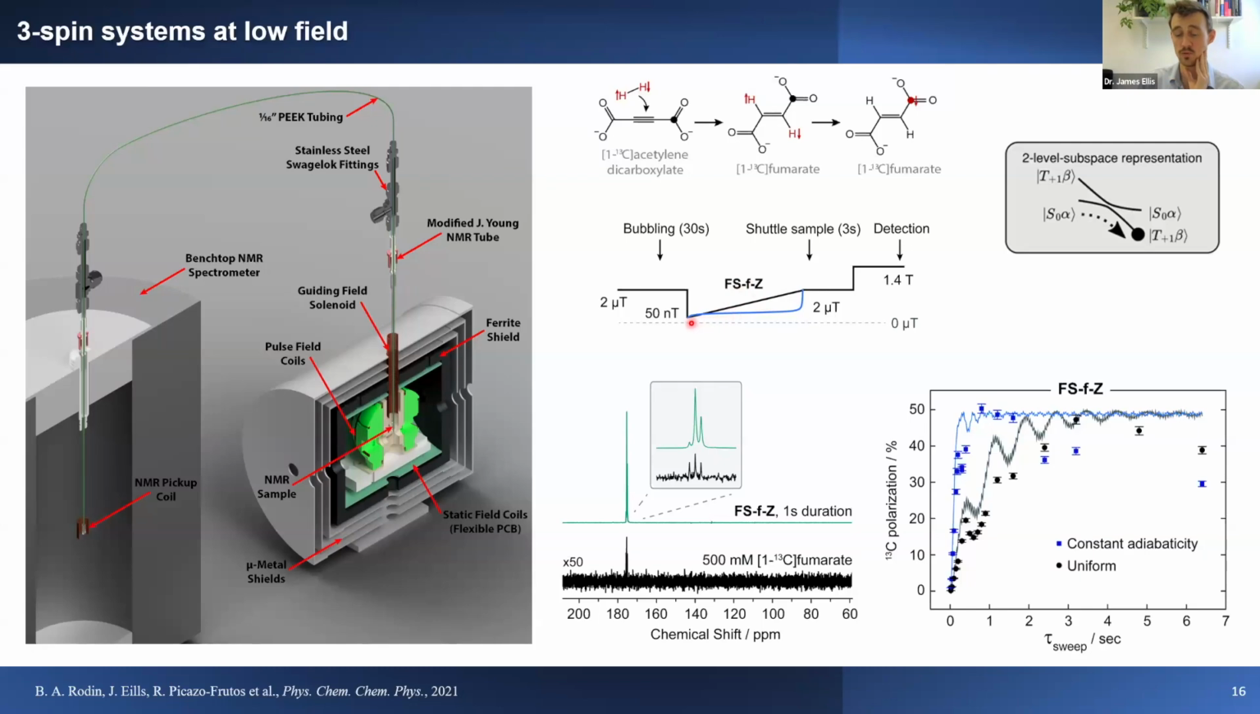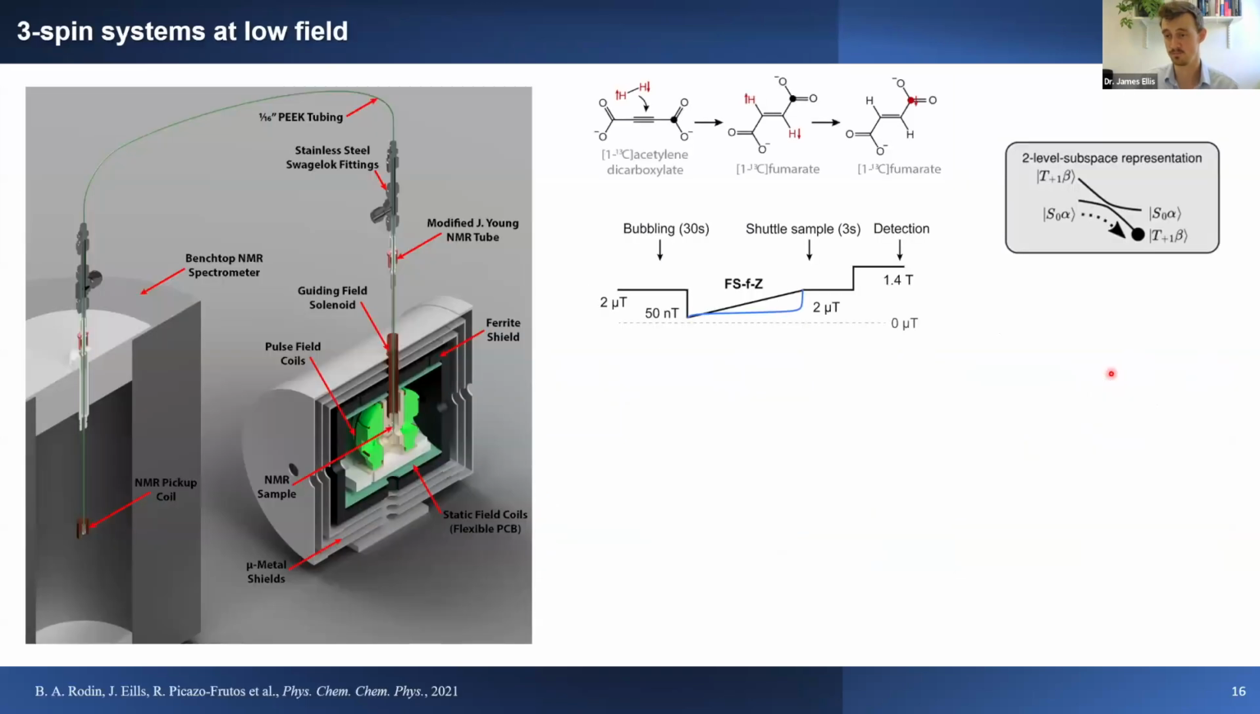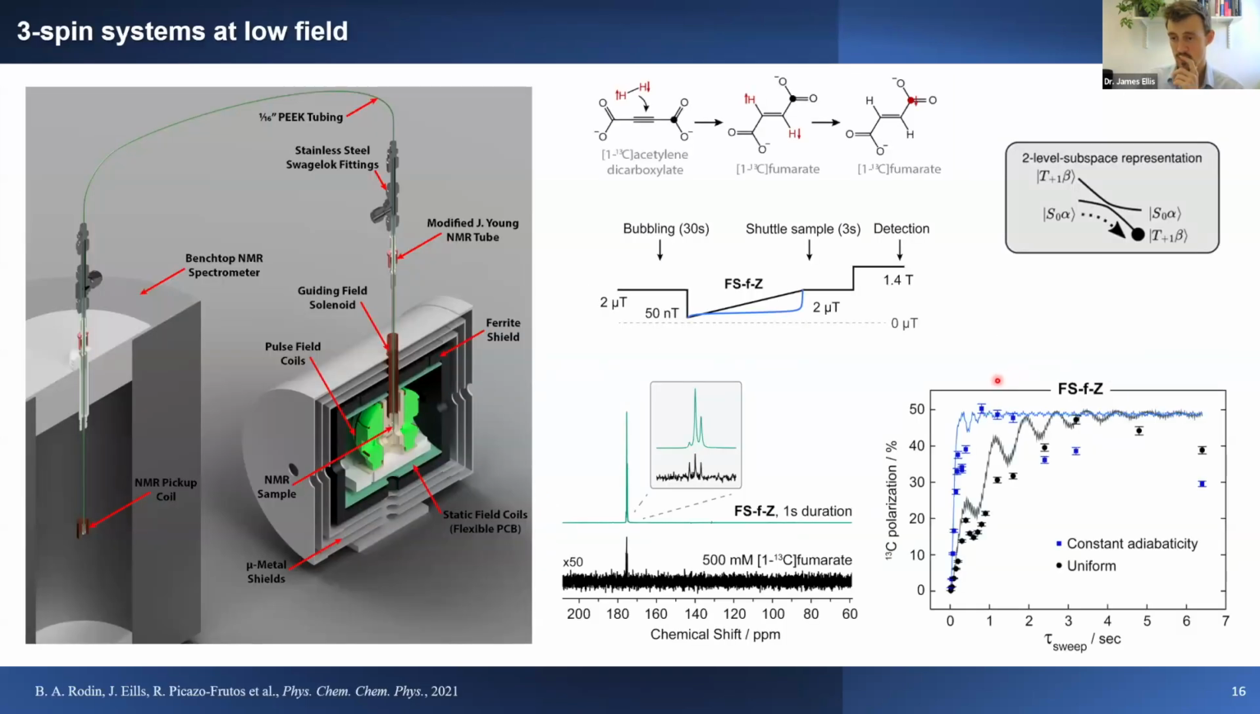I mentioned before that the rate at which we increase the magnetic field, if I just jump back, corresponds to the rate at which the system passes through this avoided crossing. This is very important, because if we do that too quickly, the spin system doesn't have time to evolve and we will not populate this state. But if we do it too slowly, then of course the spins are relaxing over time.